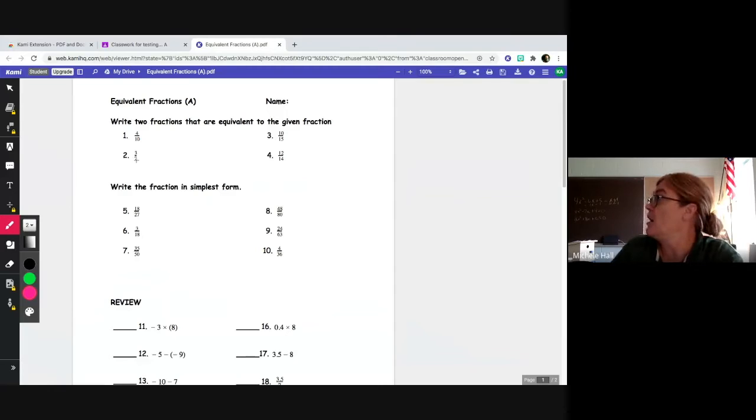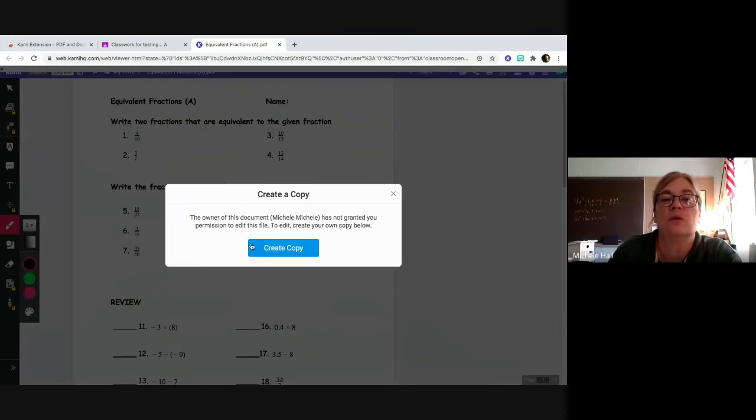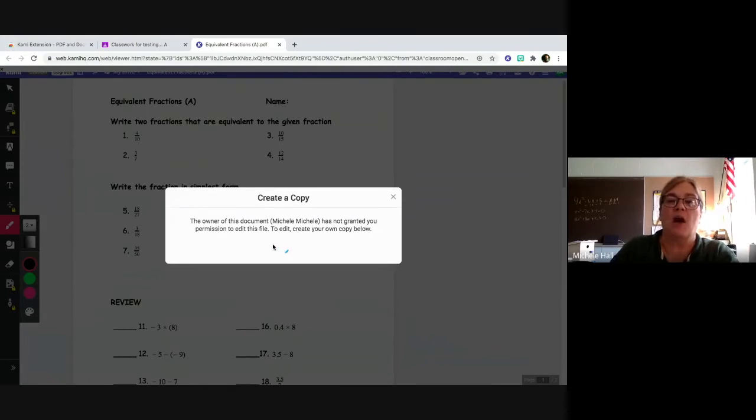And here we are writing two fractions that are equivalent to the given fraction. I know that I could reduce this fraction by dividing both the numerator and the denominator by 2. I've got to divide by the same number. 4 divided by 2 is 2, and 10 divided by 2 is 5. There's one of my answers. Now it's going to ask me to make a copy.